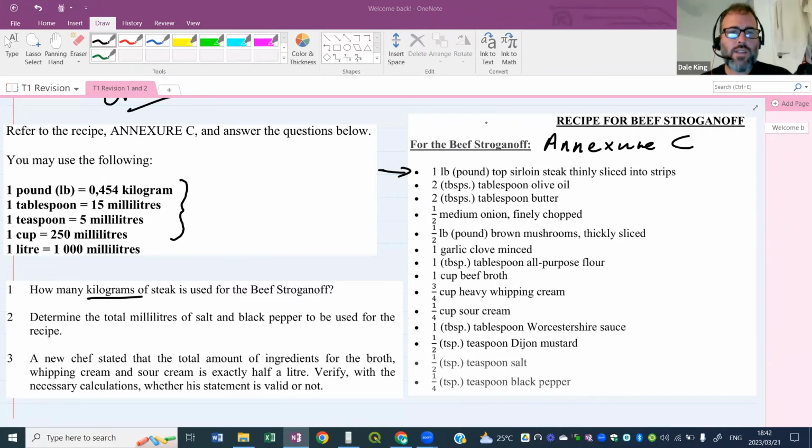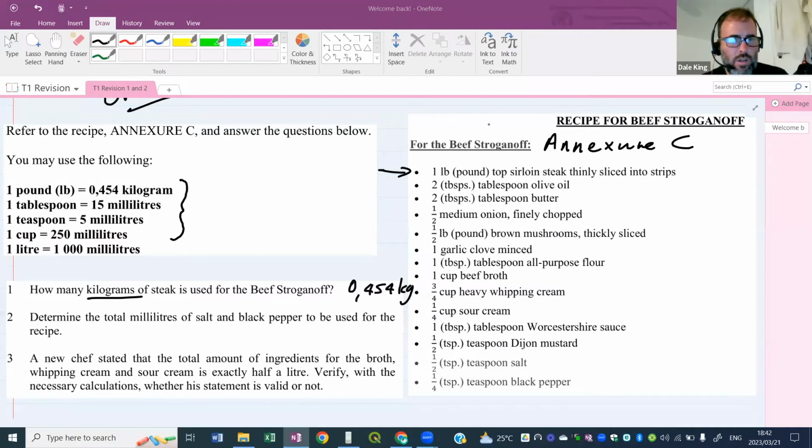Okay, so it's nice and easy. 1 pound is 0.454 kilograms. We have 1 pound in our recipe, so we can just say it's 0.454 kilograms. Nice, easy answer. Very good, everyone. All right, let's look at the next one.